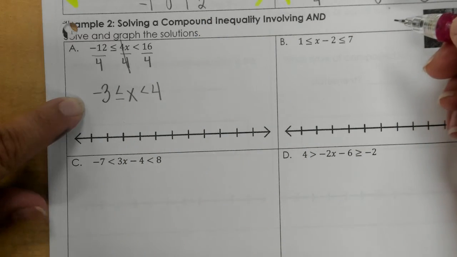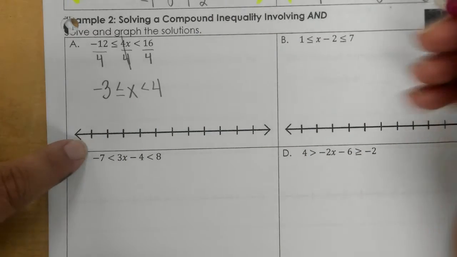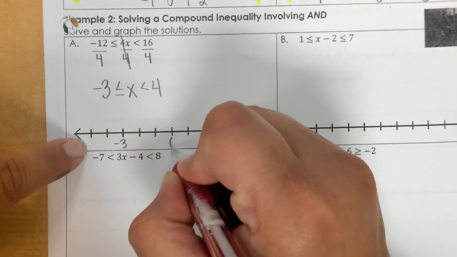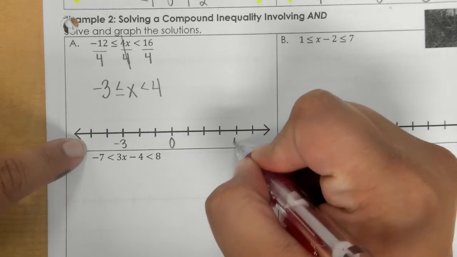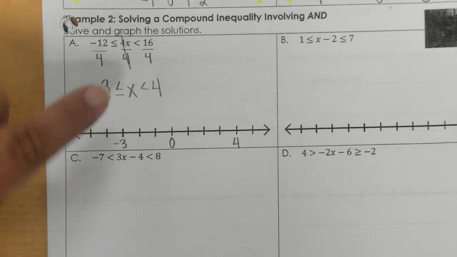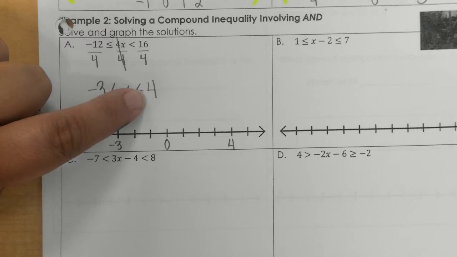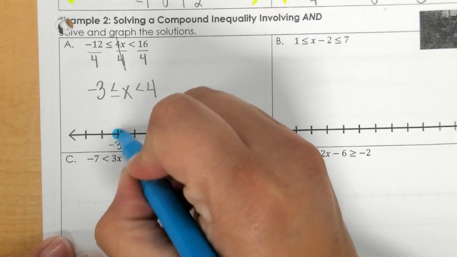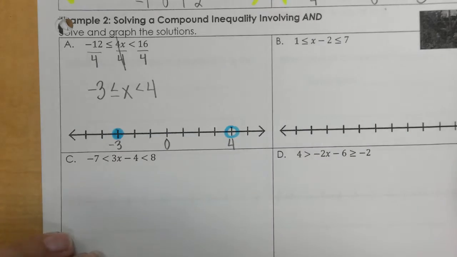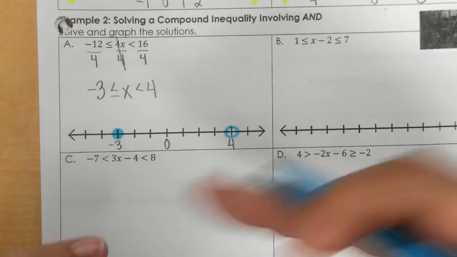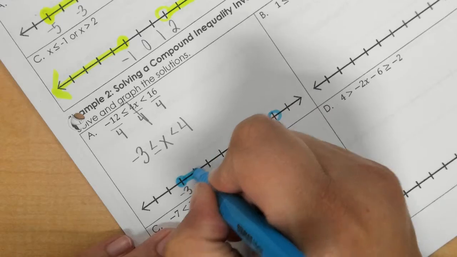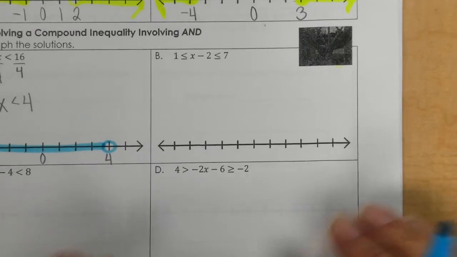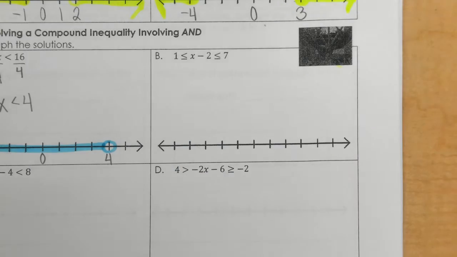Okay? So on my number line, I need to have -3, -2, -1, 0, 1, 2, 3, 4. And it looks like I have a closed circle and an open circle. So closed and open. And again, and connect. That would be connected. Alright, in part B, this is kind of a basic one.